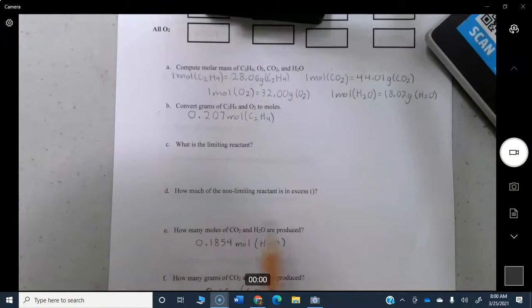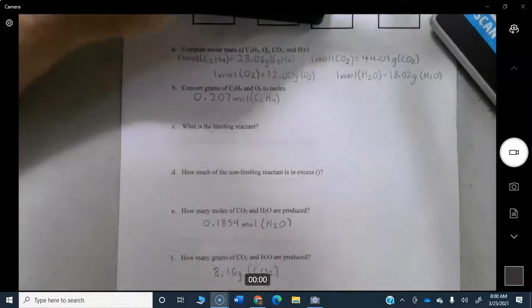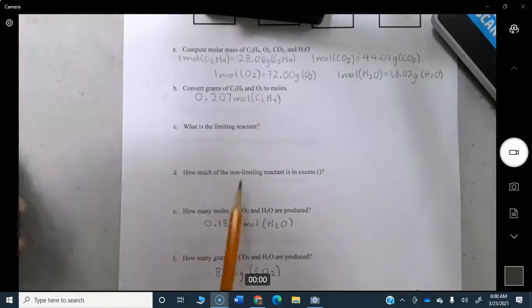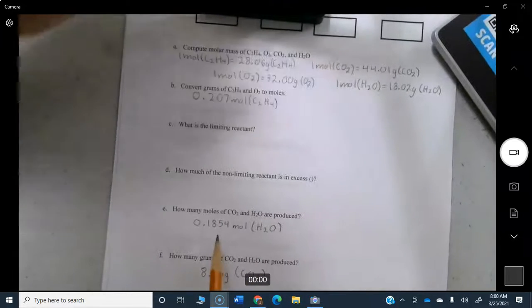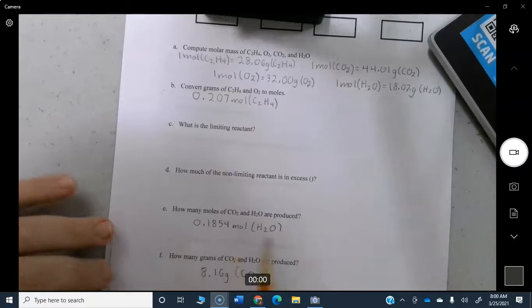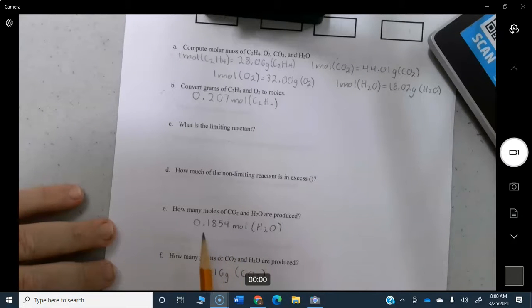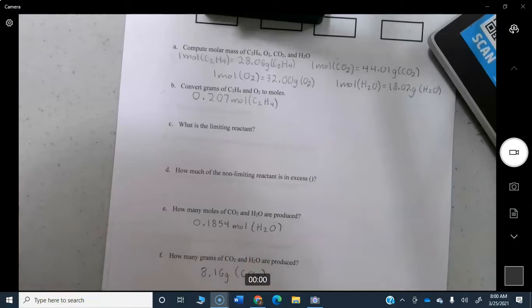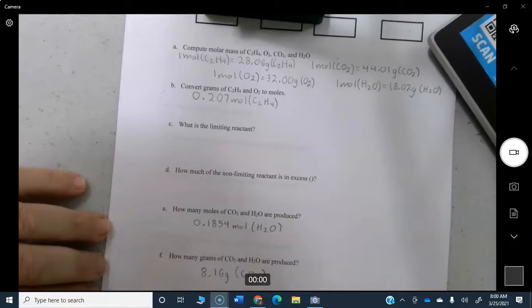Again, give full explanations, write out the math, whatever math you have. Okay, finally, when you get down to how many moles of CO2 and H2O, you're going to get the same answer for both of those. Well, I shouldn't tell you that. Maybe you will, but I just told you. You're going to get 0.1854 moles of H2O and also for CO2. Again, you have to show the work. You can't just write that down.